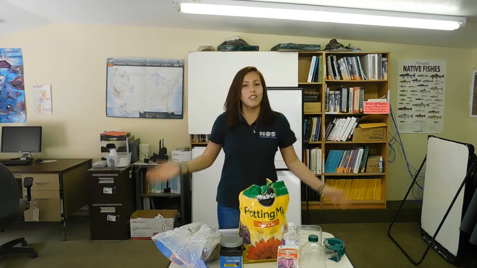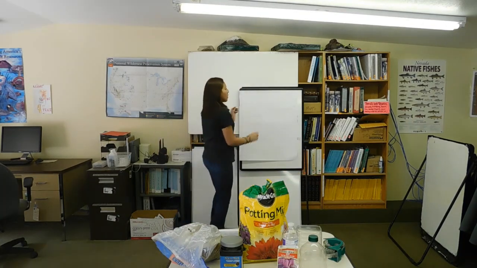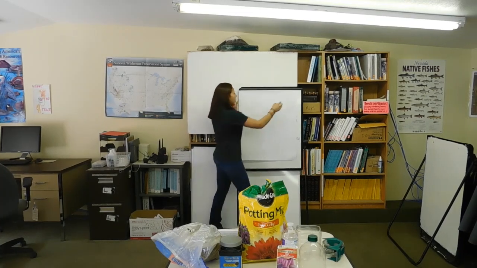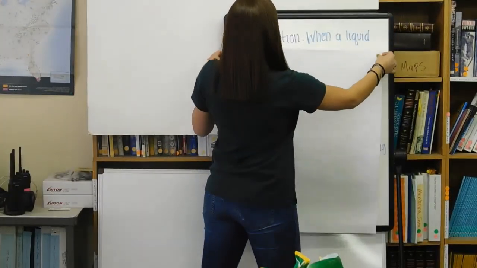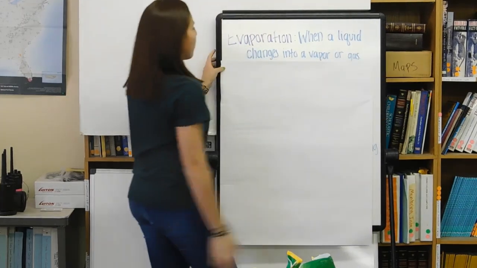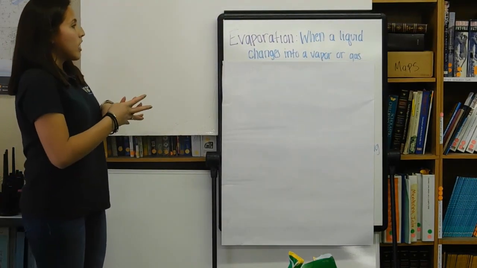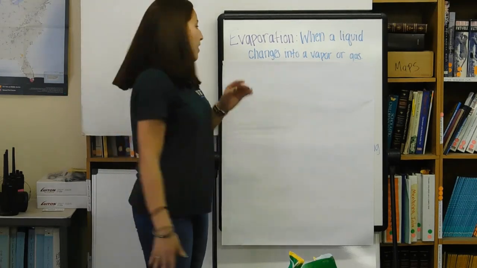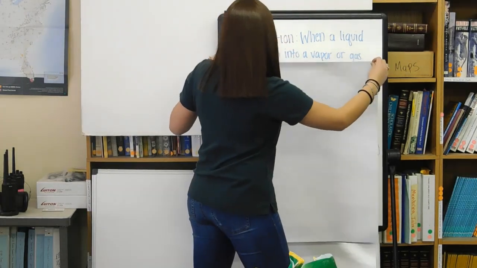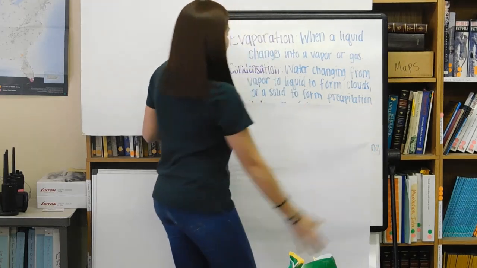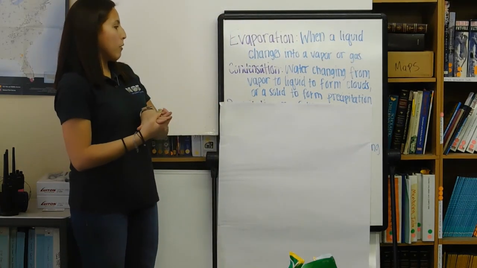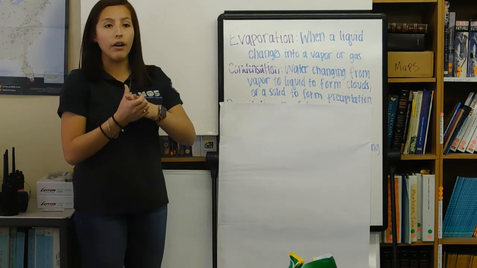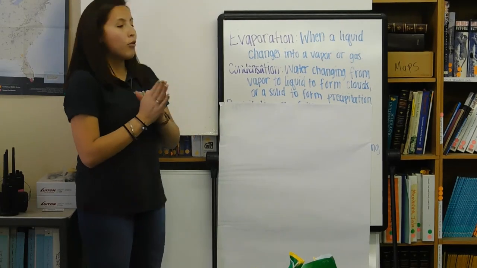So what is the water cycle? The water cycle has different steps. The first one is evaporation. Evaporation is when a liquid changes into a vapor or a gas. So when we have water, that turns into a gas. Okay, next we have condensation. Condensation is water changing from vapor to liquid to form clouds, or a solid to form precipitation.